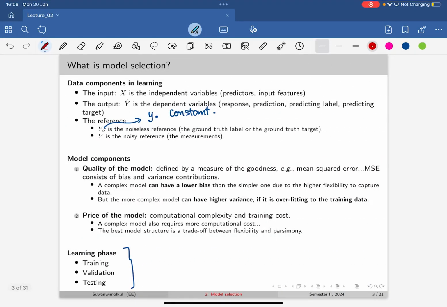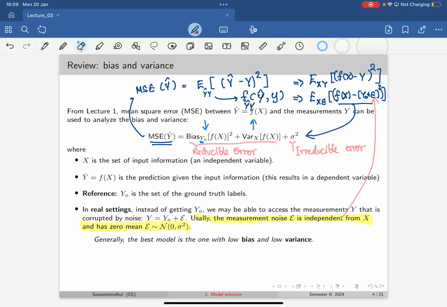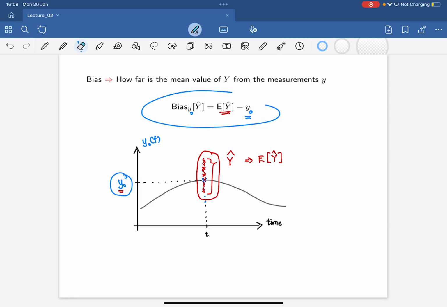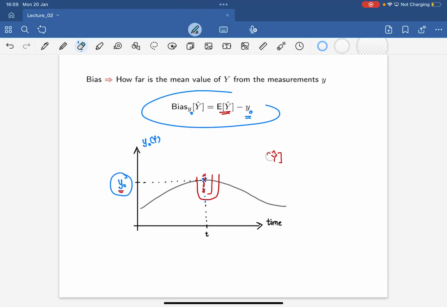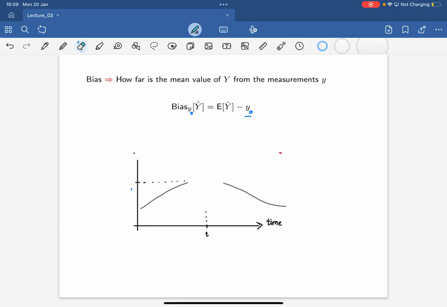Okay, let's go back to the theoretical performance. Let me think how to go about this. Okay, let's just keep this simple.